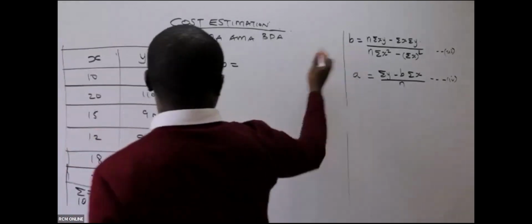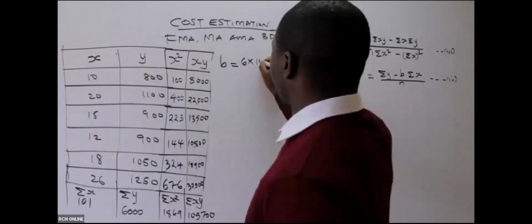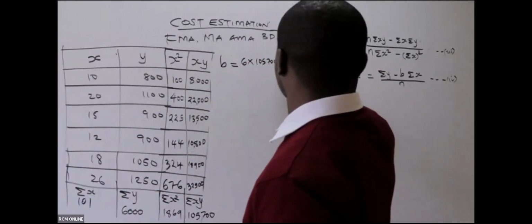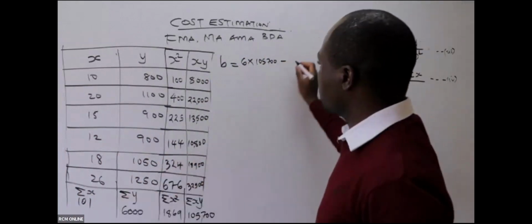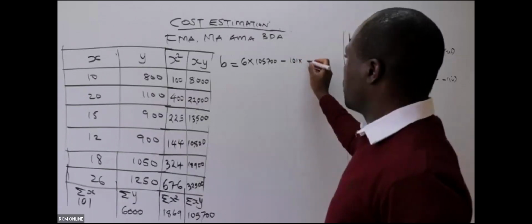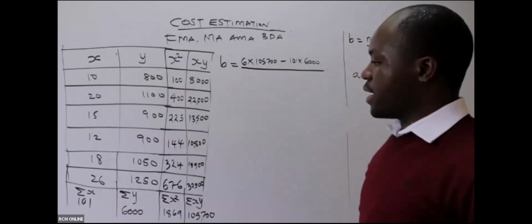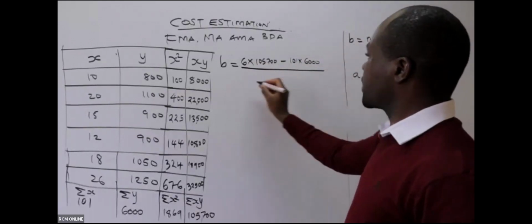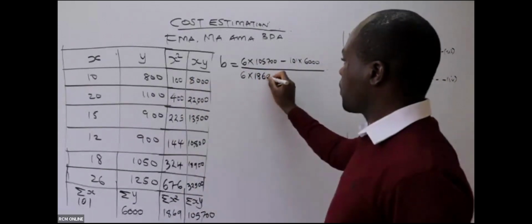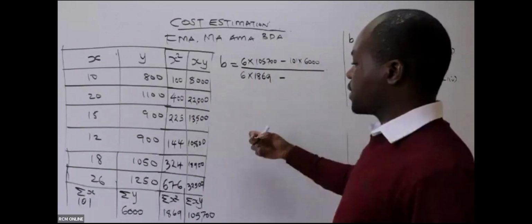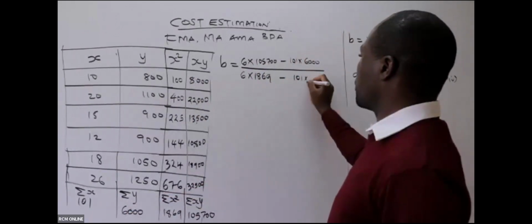So we come here and put 6 times summation of xy, that is 105,700, minus summation of x multiplied by summation of y. Summation of x is 101 times summation of y, which is 6,000. Having done that, we divide by n times summation of x squared, that is 1869, minus summation of x squared. So summation of x is 101, so we take 101 and multiply by 101.